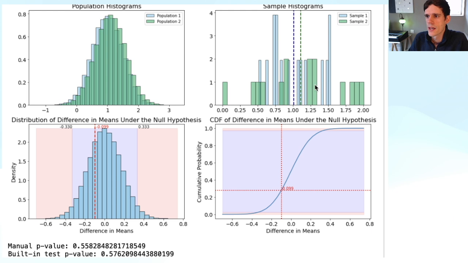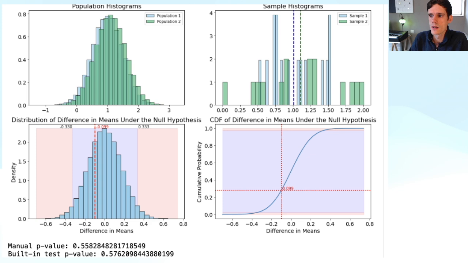So then we look at our p-value. We see that this difference in sample means, which is minus 0.099, falls within the bulk of this distribution, meaning that based on this difference, we cannot conclude that there is a difference in means of the underlying populations. And therefore, the p-value, which is roughly 0.55, leads us to the wrong conclusion.